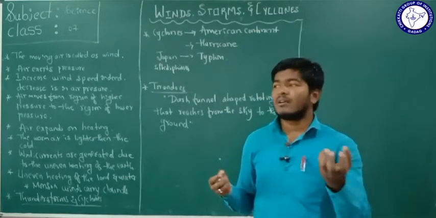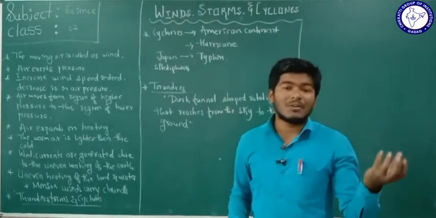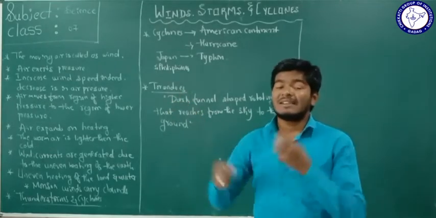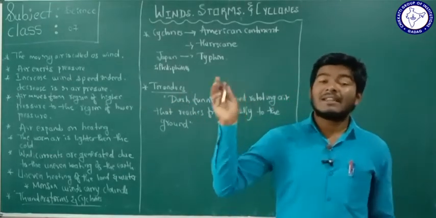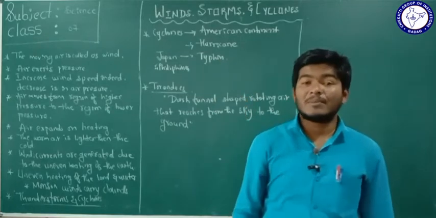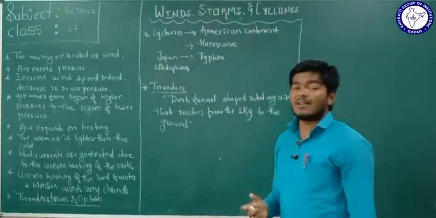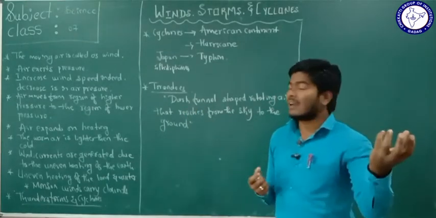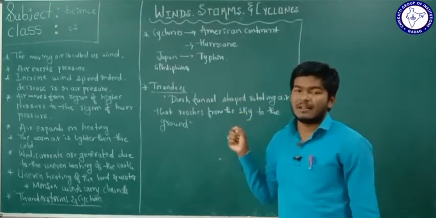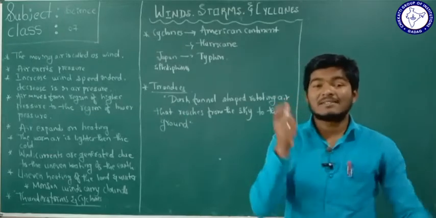You have to remember that we call it a cyclone when the condition of the environment is such that a large amount of air is present and the speed of the air is very high. So what is meant by wind? Winds are nothing but moving air. The moving air is called wind here.